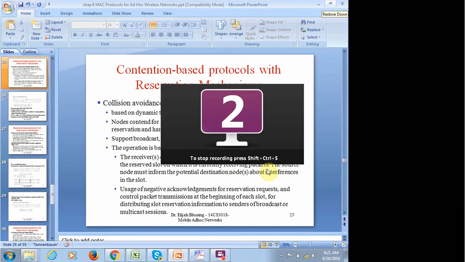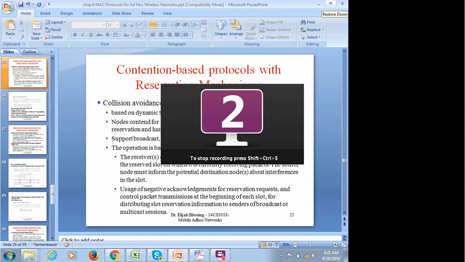Alright, so today we will look at a few other protocols which are of relevance, which also are contention based protocols. Okay, so what is it that we are going to learn today? We are going to learn a protocol called CATA. Alright, so what is CATA? CATA stands for Collision Avoidance Time Allocation Protocol.